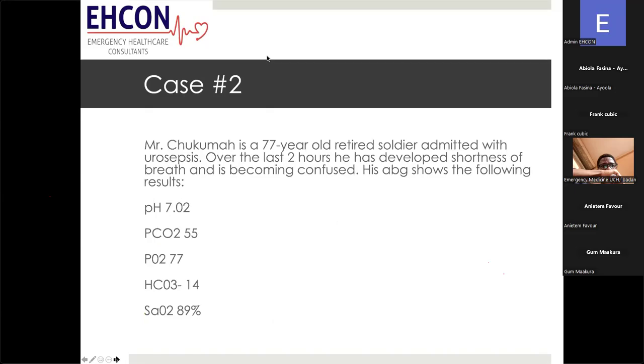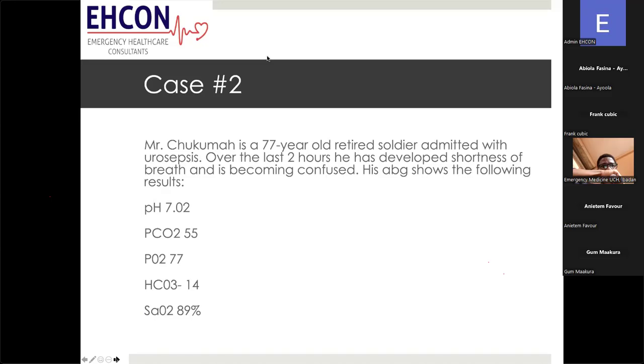The next case that we would go over is Mr. Chukwuma, who is a 77-year-old retired soldier. For me, whenever we see these types of things in cases, they're never put there just for show. When I think retired soldier, I'm thinking somebody who's doing a lot of smoking while he's waiting for some action. Maybe he's had some exposures to some toxic gases during combat. So they're giving you a sense that this man might have some baseline COPD or respiratory disorders. Anyway, he's coming in this time for urosepsis. So all of that is irrelevant. It's just a red herring.